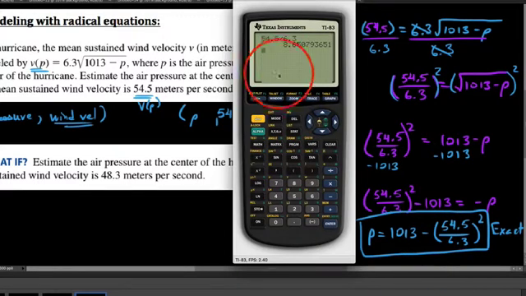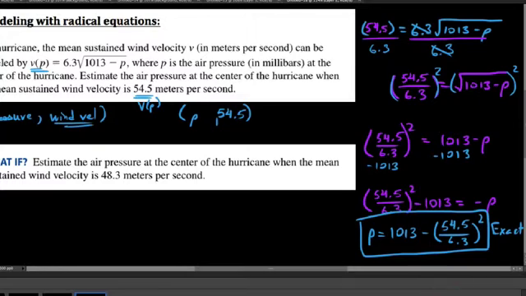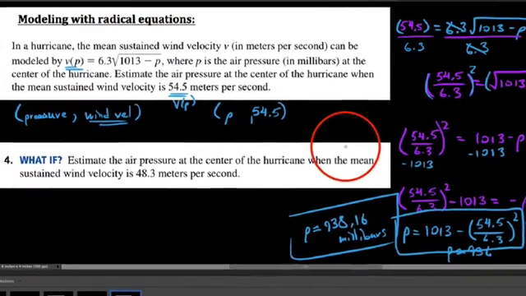So if we're going to get this on a calculator and we don't want to lose accuracy, we're going to wait until the last step to round. I'm going to type this in here. We have 1013, minus, now in parentheses, 54.5 divided by 6.3, all of that squared. And what we end up with is 938.16, going to 2 decimal places. So we say the pressure is approximately 938.16, and we're going to label this. It is important in application situations to get your variable straight and label. So we say about 938.16 millibars.